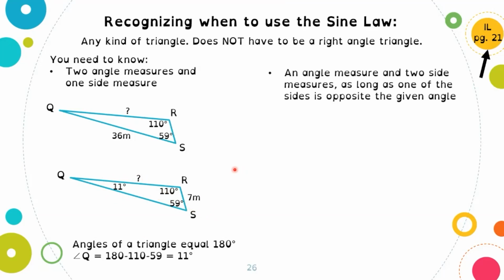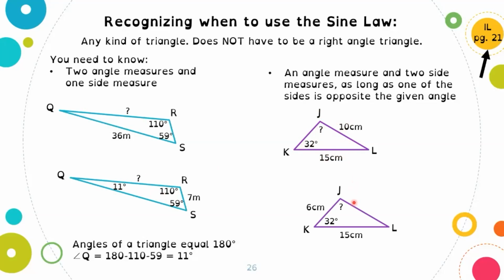Or the other situation is if you know 1 angle and 2 side measures, as long as one of the sides is opposite the given angle. So here in a picture, I have a triangle JKL, and I know angle K, and I know side K, and I know side J, and I'm looking for angle J. Because I know the side opposite the angle K, I can use the sine law. I know those, I need the two corresponding ones, and I can't figure out my third angle because I only know one angle. So that's why when we know two angles, we can always figure out the third angle, but in this case, we can't.